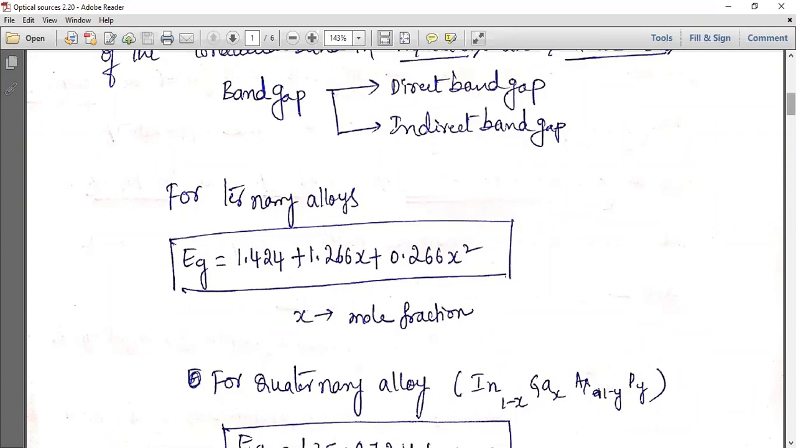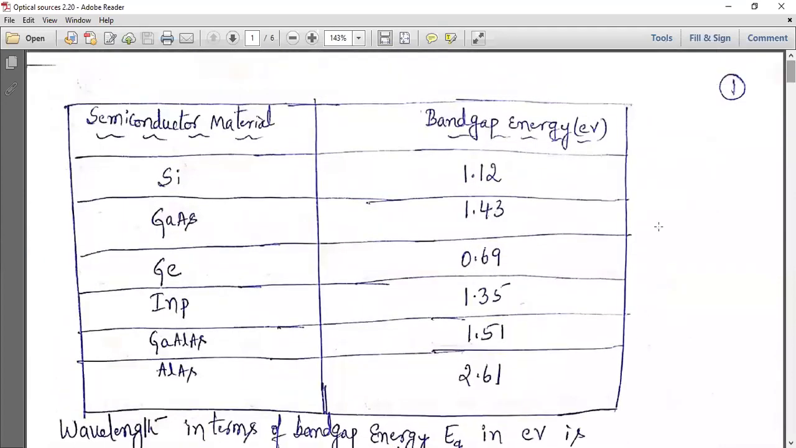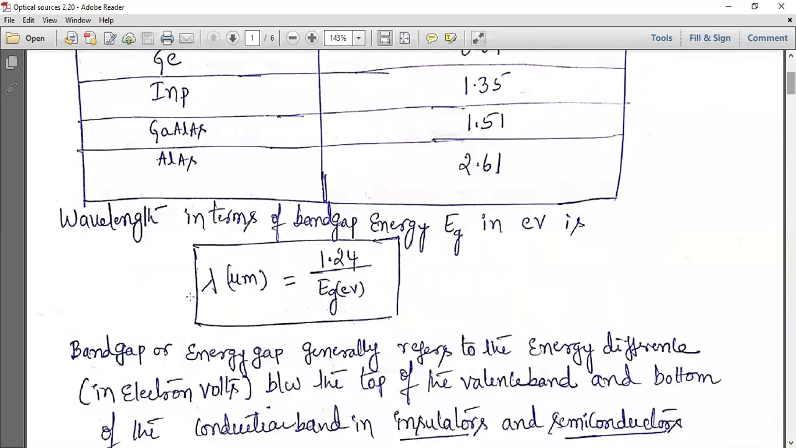Similarly, for a quaternary alloy, if it is made up of four different elements, such as indium, gallium, arsenide, as well as phosphorus, it can be calculated using this particular expression. So in that case, the equation changes. That means it depends on the mole fraction and on the impurities which are added to it. Impurities added will also deal with mole fraction. So this Eg depends on the impurities added or the mole fraction. That means from that you can control the wavelength of generation of the light. That is the meaning.